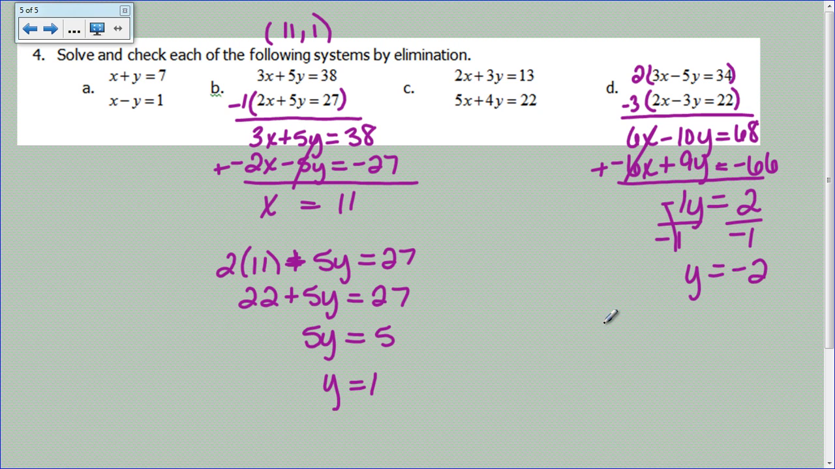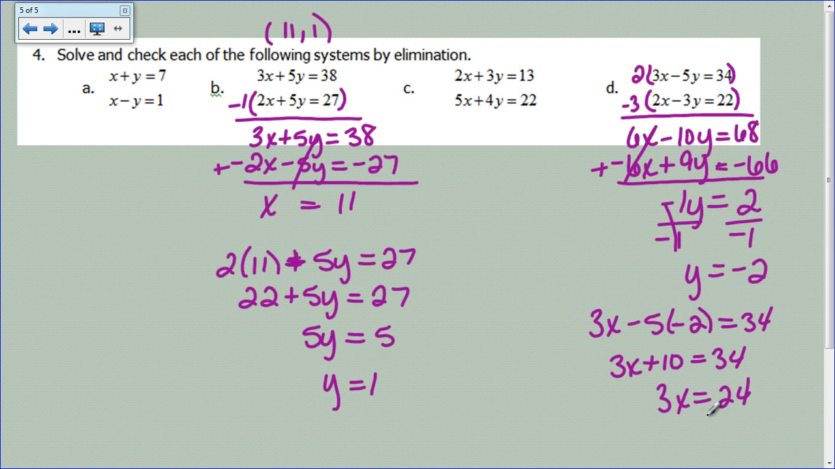Now we plug it back in so we can get x. Let's use the top equation. So I have 3x minus 5 times negative 2 equals 34. Well, negative 5 times negative 2 makes positive 10, so I have 3x plus 10 equals 34. So when I subtract 10 from both sides, I've got 3x equals 24. And so when I divide by 3, I've got x equals 8. So now I have my solution, 8, negative 2.